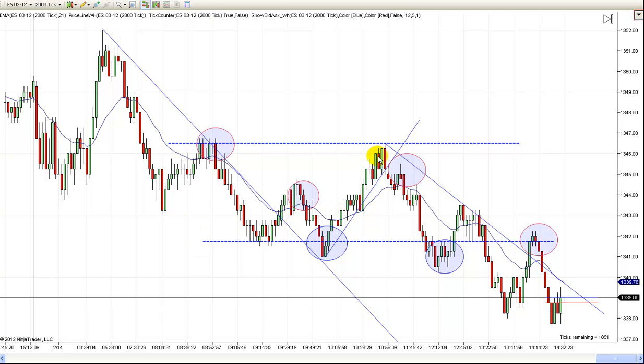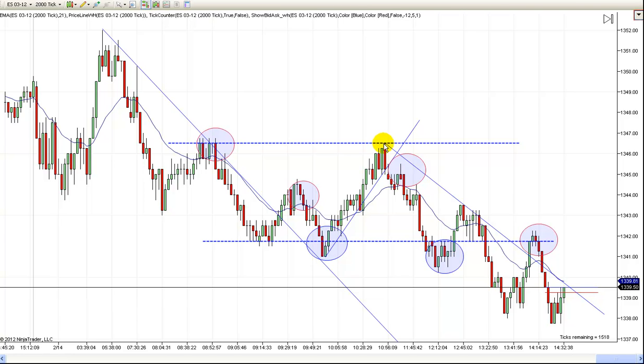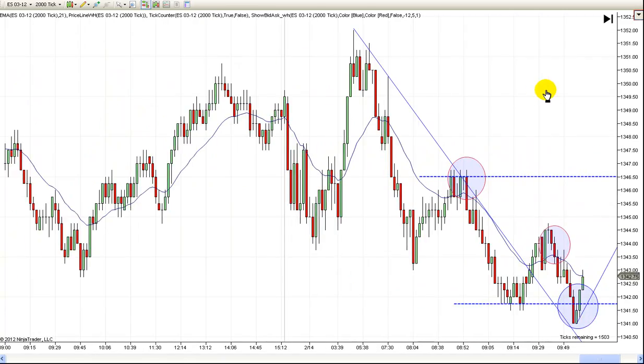And especially when we reversed here and then reversed again here, that was a great clue that this was going to hold as a double top. This is a downtrending market. This looks like a double top. And anytime you get a double top or a double bottom and you get a chance to enter with the prior trend, that's what you want to do.